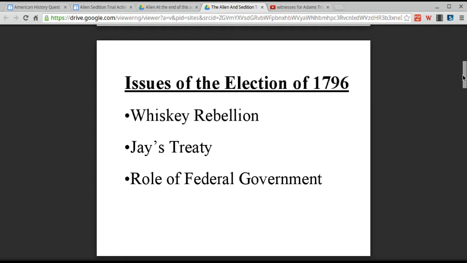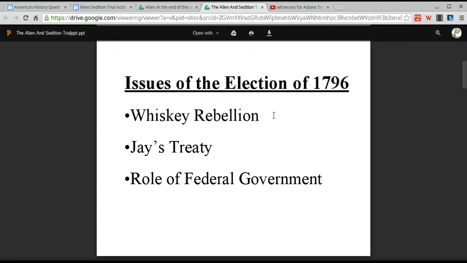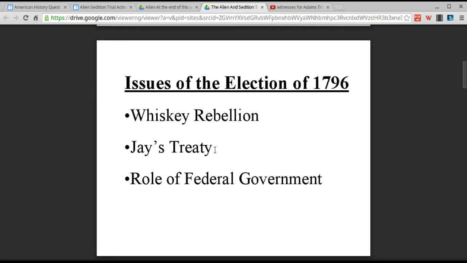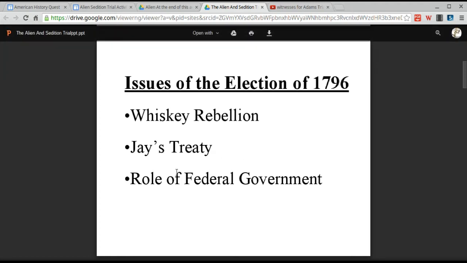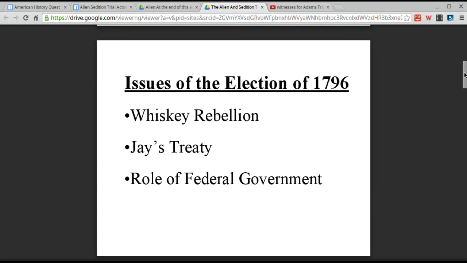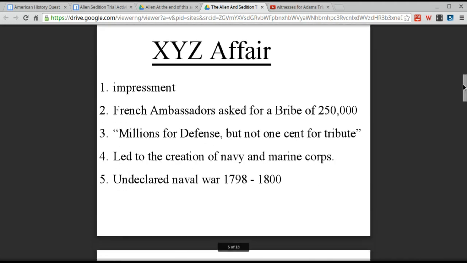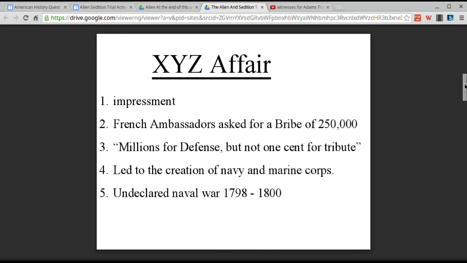What were the issues of the 1796 election? The Whiskey Rebellion, that comes up quite a bit in the trial. Jay's Treaty. Jay's Treaty was an attempt to deal with impressment. In many ways, it was seen as a failed attempt. And as George Washington's vice president, John Adams is blamed in part for it. And as I said earlier, the role of the federal government, strict and loose construction. What exactly should the federal government be doing? These were all issues in the election of 1796. John Adams wins, and then John Adams has to deal with these issues. And the issue that comes up is sometimes referred to as the XYZ affair.